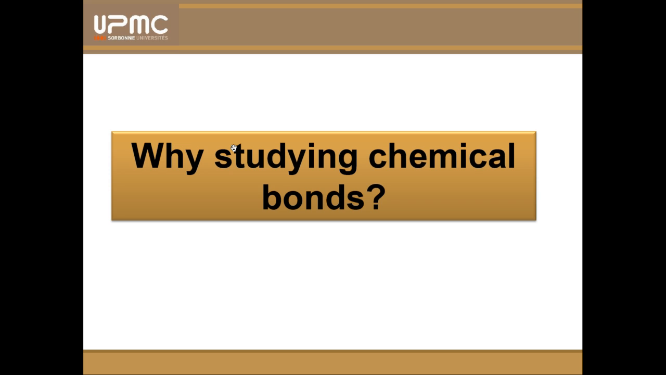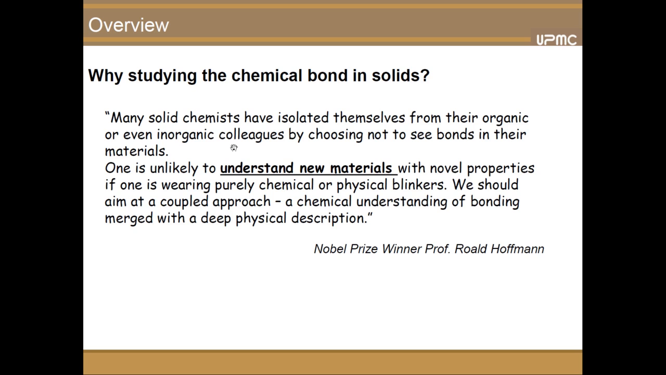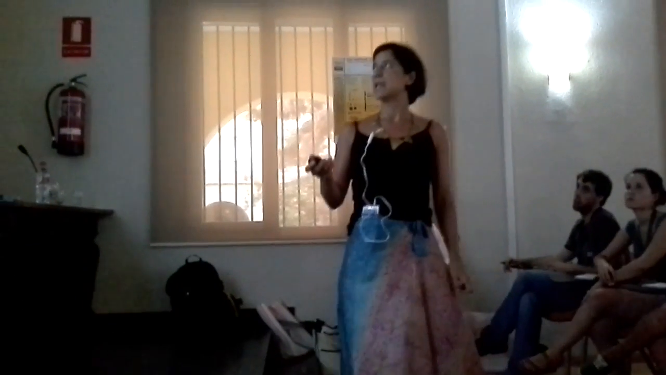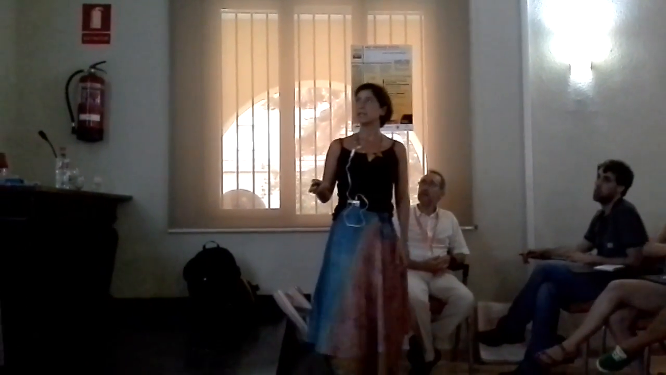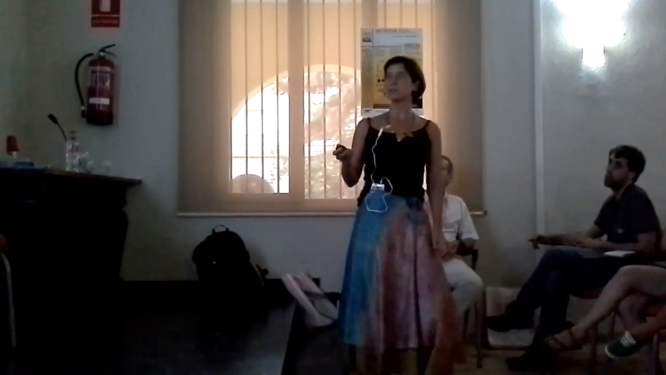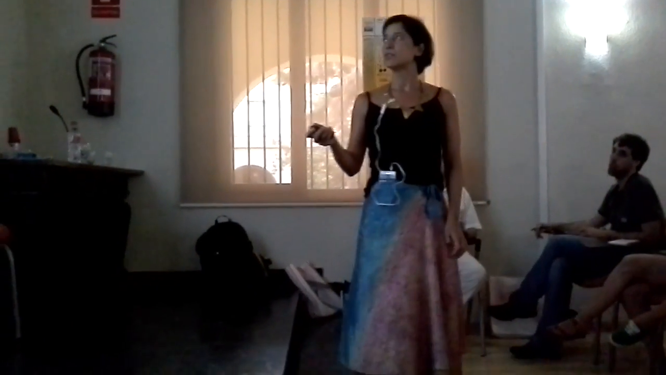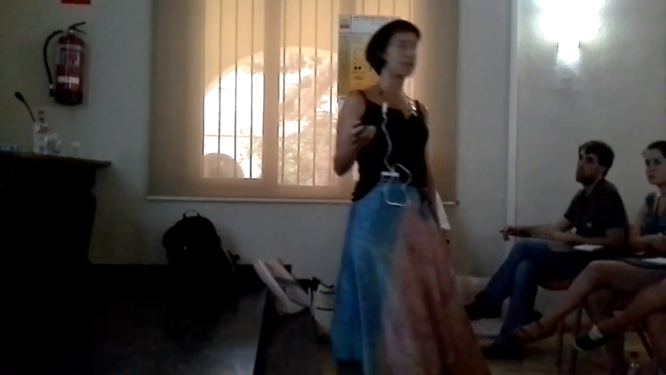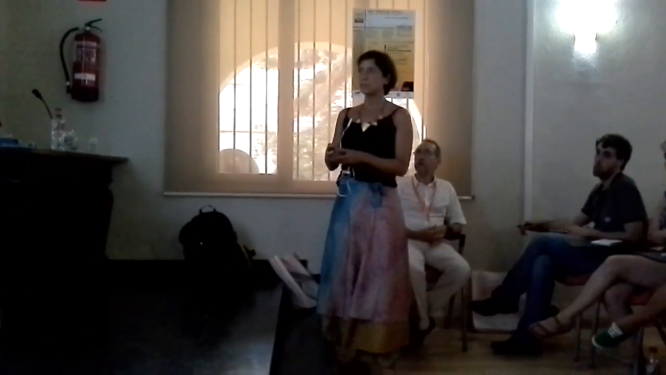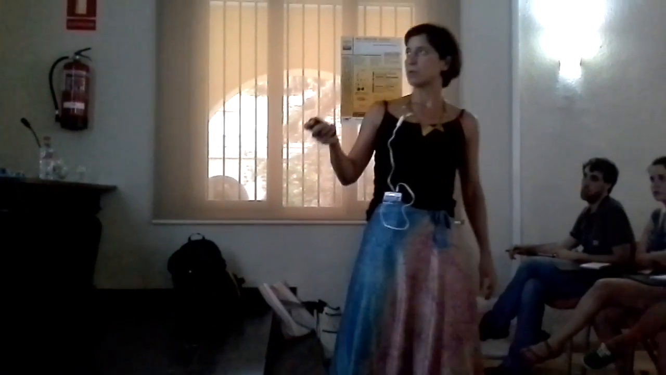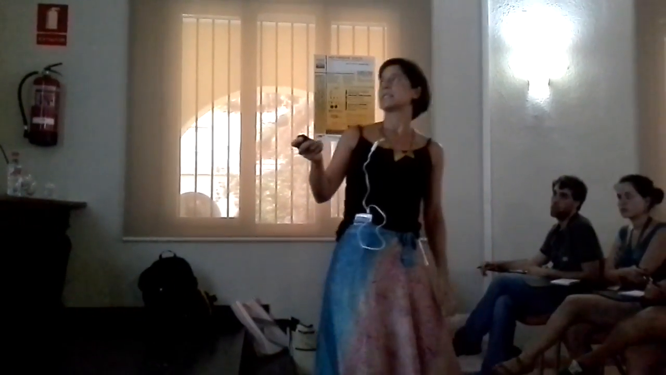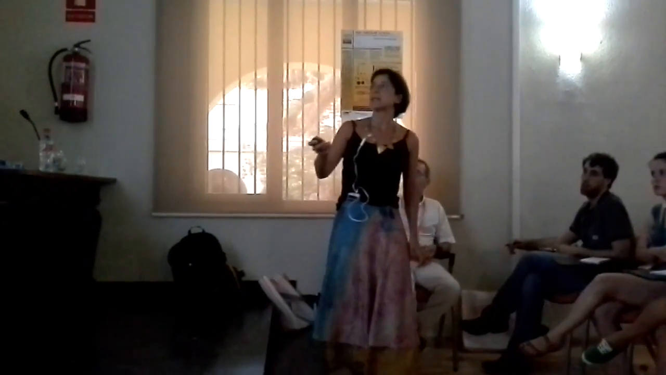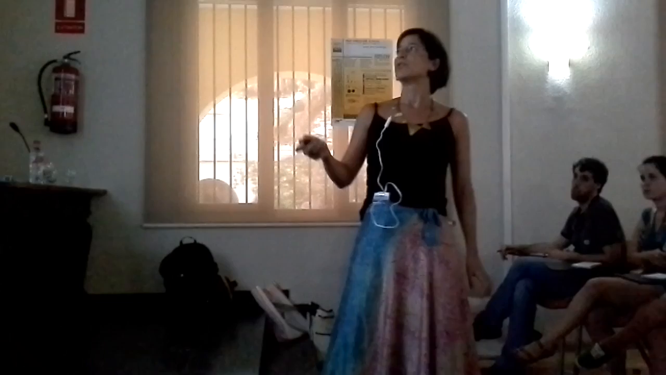So why study chemical bonds? I really like the sentence by Roald Hoffmann on that, which reads: many solid chemists have isolated themselves from their organic or even inorganic colleagues by choosing not to see bonds in their materials. One is unlikely to understand new materials with novel properties if one is wearing purely chemical or physical blinkers. We should aim at a coupled approach, a chemical understanding of bonding merged with a deep physical description. So what I will be talking about today is this chemical understanding of bonding, that is needed to understand properties in materials, especially of new materials.